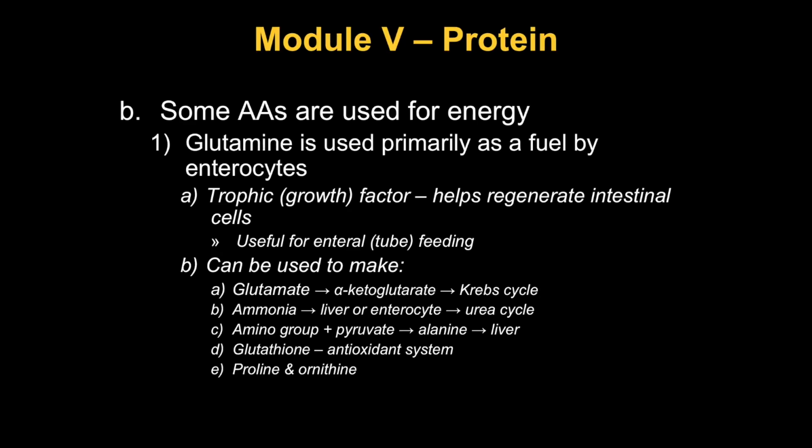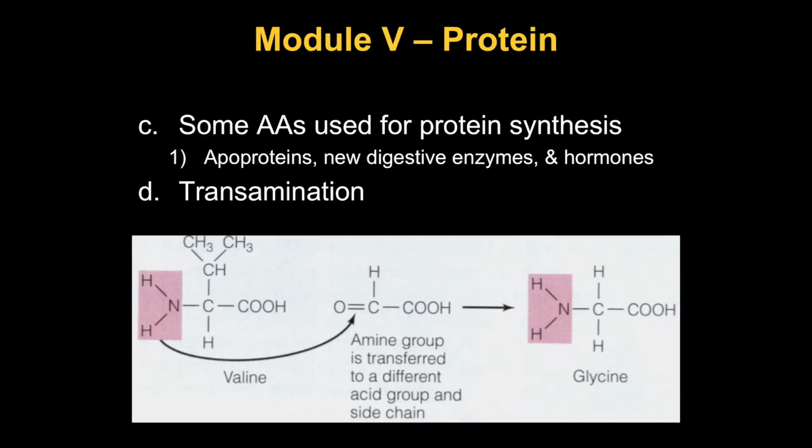We can also use glutamine to make glutathione, which is an important component of the antioxidant system that we have that protects us against free radicals. And we can also use it to make proline and ornithine. Some amino acids in the enterocyte are going to be used for protein synthesis. So we can make the apoproteins that are required in the construction of chylomicrons. We can make new digestive enzymes and even hormones.